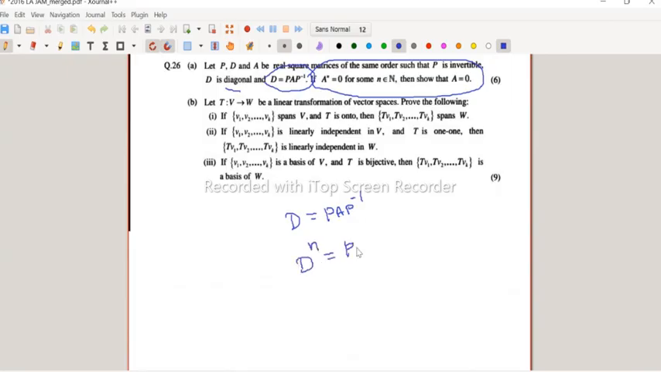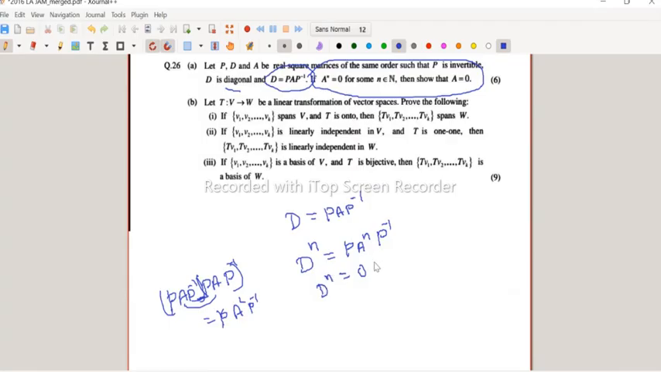If you raise it to the power, the power comes to the middle term. Why? Because if you multiply two times, P A P inverse, P A P inverse, the P inverse P in the middle is identity, therefore we get A square, so we get P A square P inverse. If you take n times, the power comes only to the middle matrix, A power n. Now it is given that A power n is 0, and 0 times any matrix is 0. Now we get D power n equal to 0.